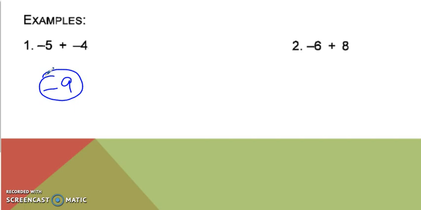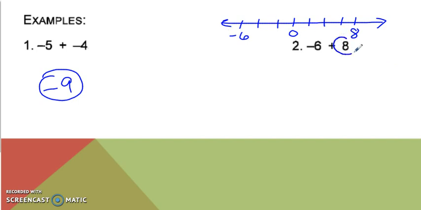Number 2, I have different signs. I have a -6 plus a +8. So the first thing I want to do is determine on a number line which number is farther from 0. If you need to draw out a number line, you could do that. We have 0, -2, -4, -6. Here we have 2, 4, 6, 8. And we can see that 8 is farther away from 0 than -6. So 8 is the farthest number from 0.